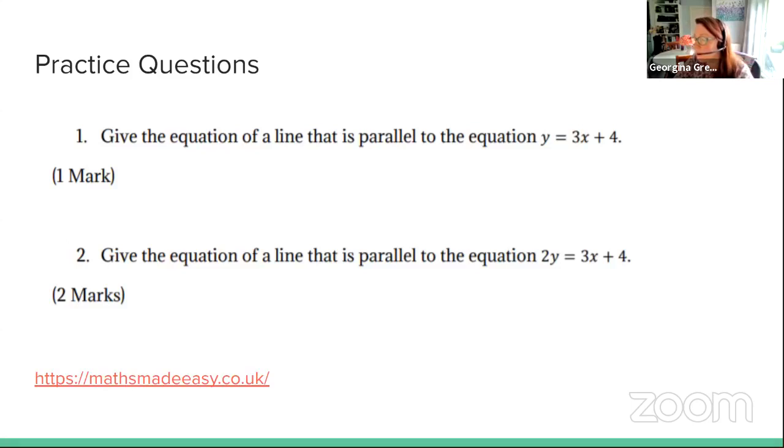So the second one shows us a different equation. Give the equation of a line that's parallel to the equation 2y equals 3x plus 4. So for that one, it's not in the format that we can read the gradient from it directly. I'll just type it in here, 2y equals 3x plus 4. We can't read the gradient from that directly because it's got a 2y and not a y, which means that the equation of the line has been doubled.